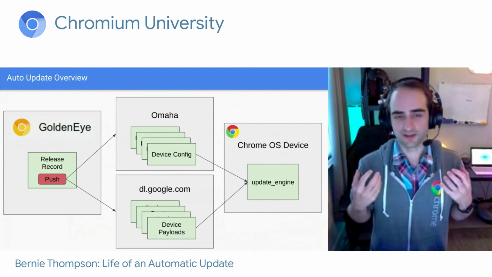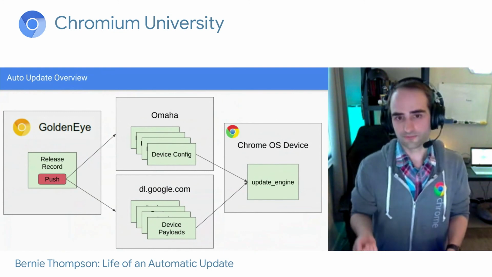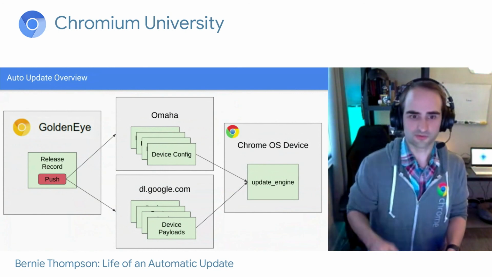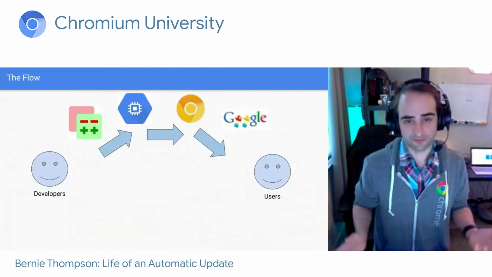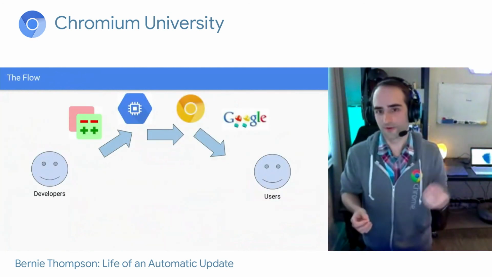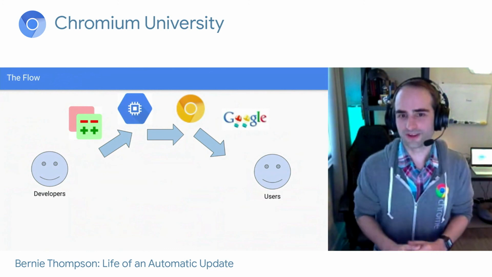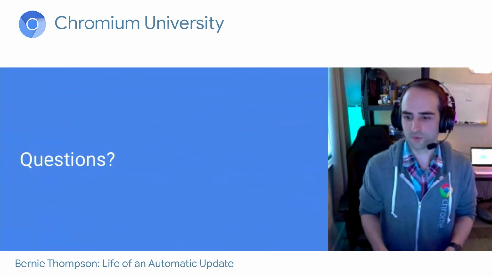So, taking a step back, the overall flow looks something like this. GoldenEye configures updates on the server side, Update Engine makes requests and installs those on the device side. And with that, we've actually completed the full flow from a CL all the way to an end user. So thank you all for taking the time to attend this presentation. And we now have a few minutes for questions.